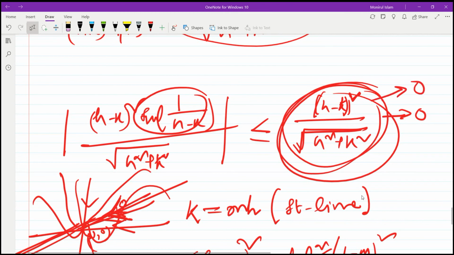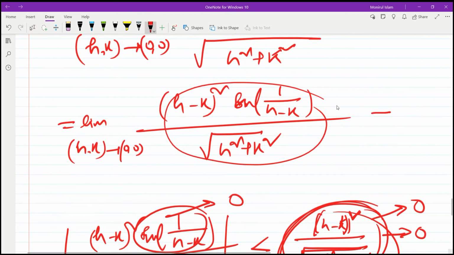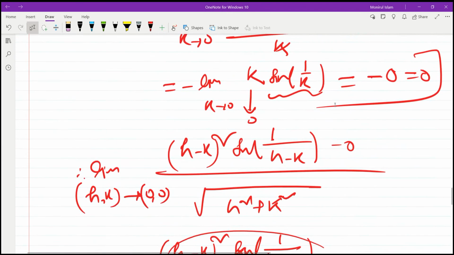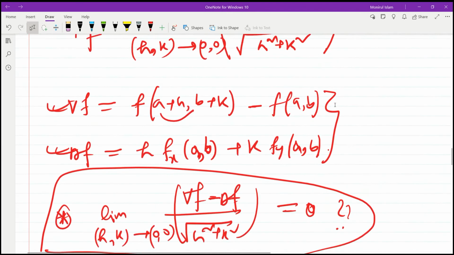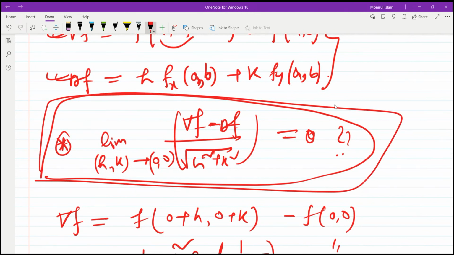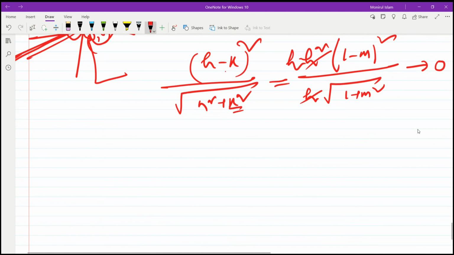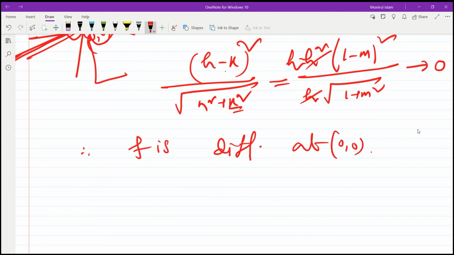This goes to 0. But its modulus will be less than this, so this also goes to 0. So this limit as h goes to 0 is 0. And this is nothing but the limit of delta f minus df by root under h square plus k square. Since this limit is 0, you can say f is differentiable at (0, 0). So this is the fourth option.